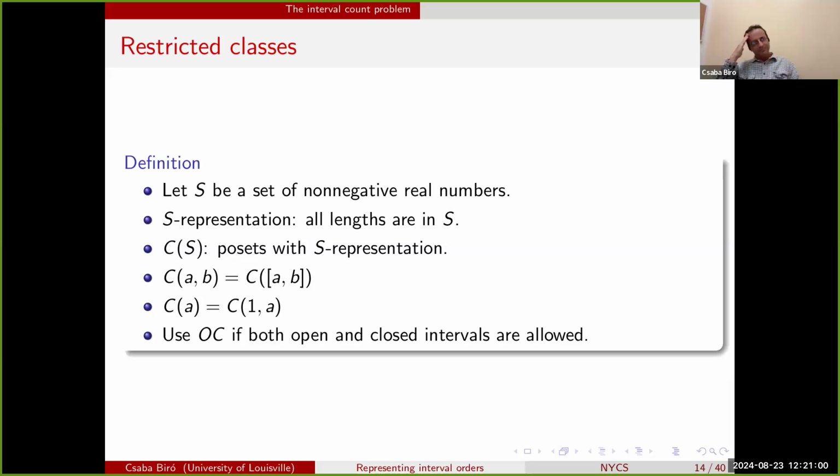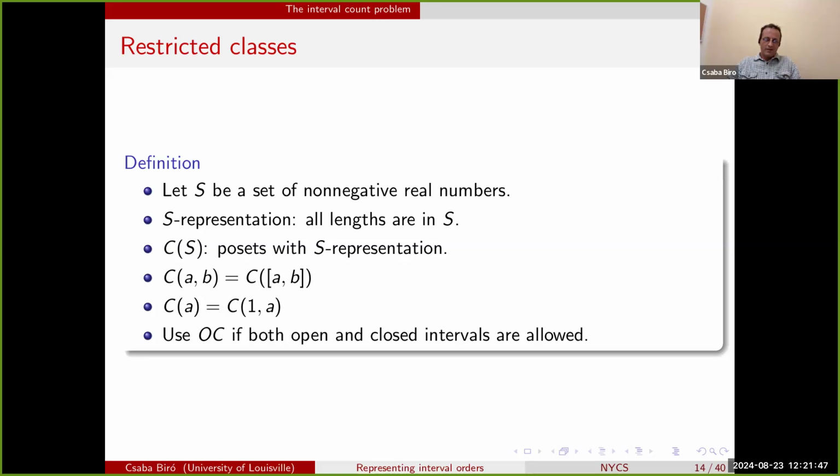Okay, so now after all of this warm-up, let's talk a little bit about mostly the first part of this new research, and this is restricted classes. So let's take a set S of non-negative real numbers. We define the S representation of a poset to be an interval representation in which every interval is of length one of these numbers. So we can restrict it in any way we want. We can say, I want every interval to be either length 2 or length 7, and that's a {2, 7} representation.